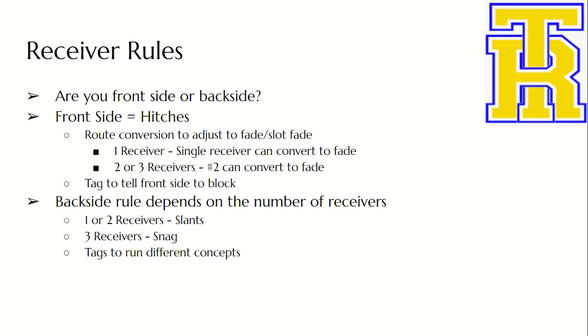Now, we want to also build into that a route conversion. So if they adjust and if they play man coverage, I want to go ahead and tag either fade or slot fade into that. So I always want to have that stop and that fade built into it. Obviously, if there's only one receiver front side, he's the only one that can run that fade. So that'd be your single side X receiver. Now, if there's two or three, we're going to run number two on the fade. So by running number one on the hitch and number two on the fade, that's your slot fade concept.